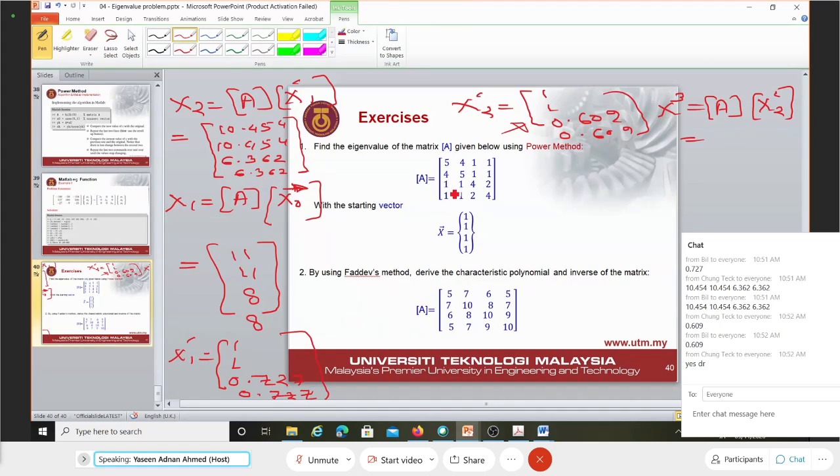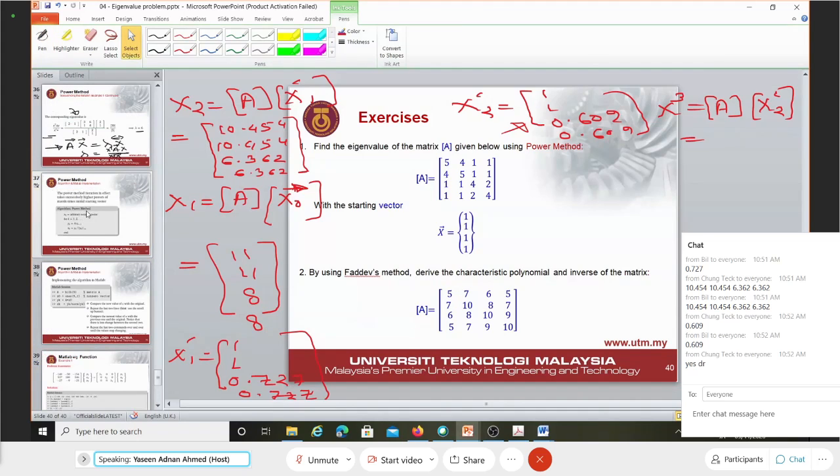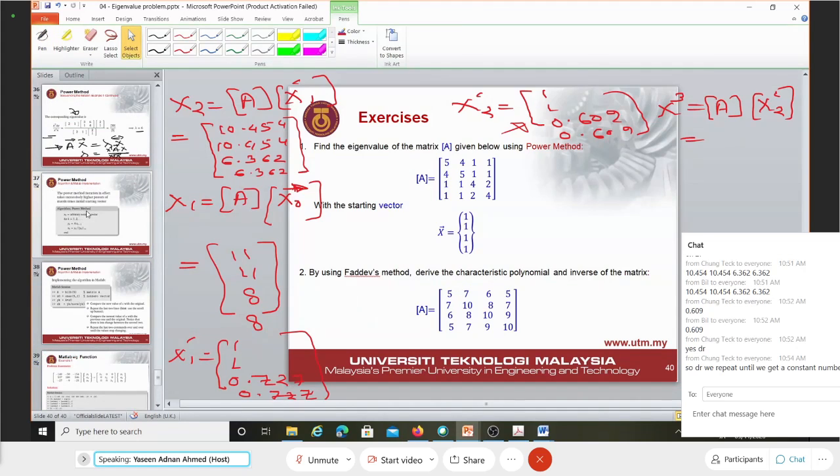Okay, please try to solve these two problems, and as I said, you can follow the book using the table, or you can follow my way. So just do it, and then at last you need to prepare the table. Okay, at last, please, do we repeat until we get a constant? Just repeat, because this is the practice problem.